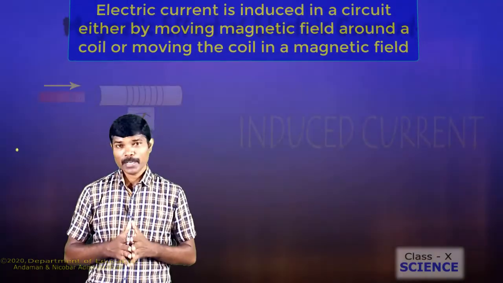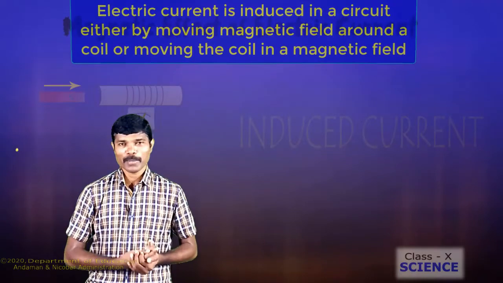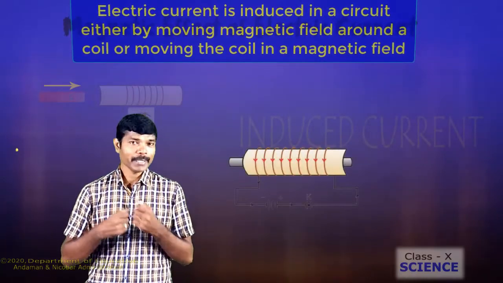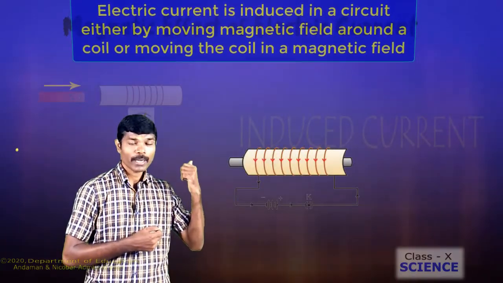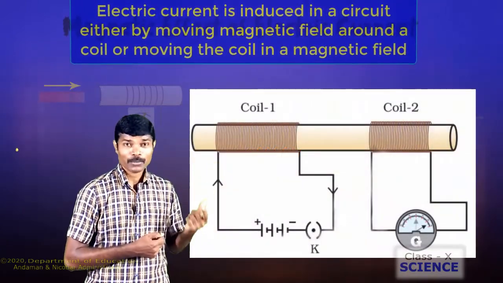In place of a permanent magnet, we can also use an electromagnet. In the last episode we have seen about the electromagnet, right? A coil of many turns. So this is the arrangement of the electromagnet, and on the other side the circuit which we have seen just before.